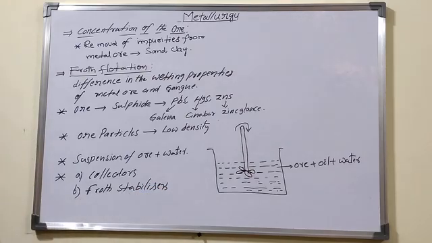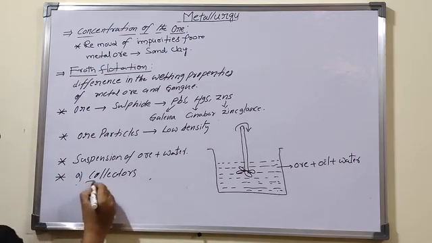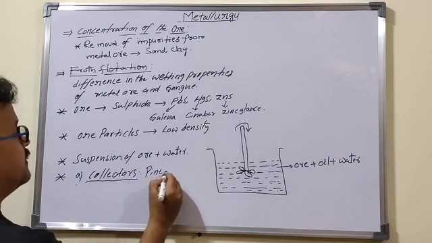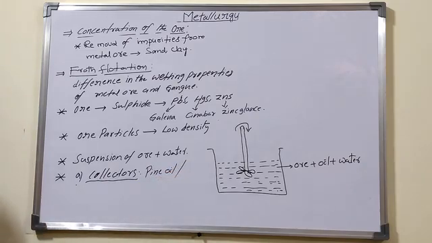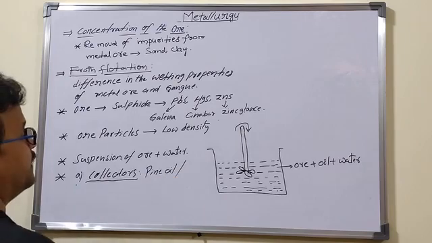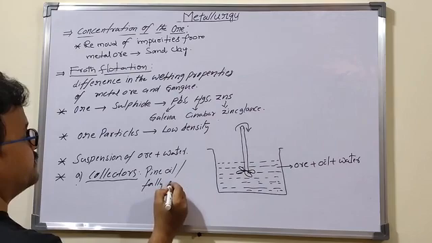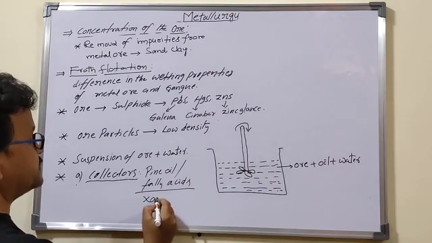So a suspension of ore and water is added with collectors and froth stabilizers. What are the collectors we are using here? Collectors like pine oil, or you can use olive oil, camphor oil, whatever it is. Pine oil, fatty acids and xanthates.